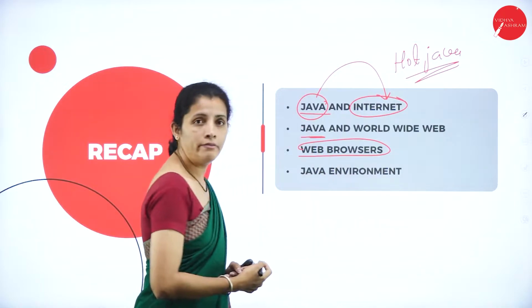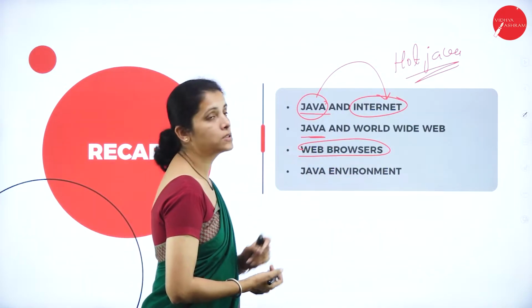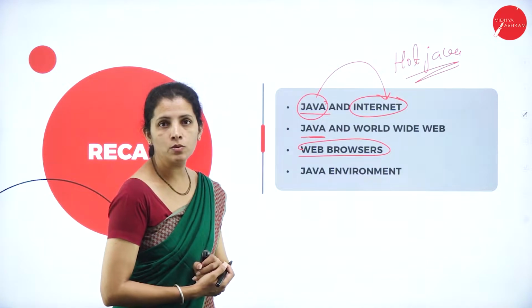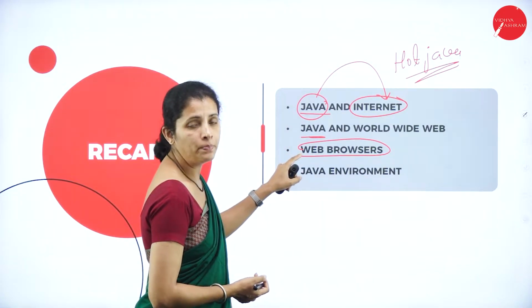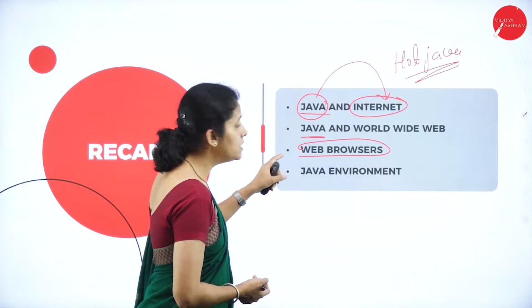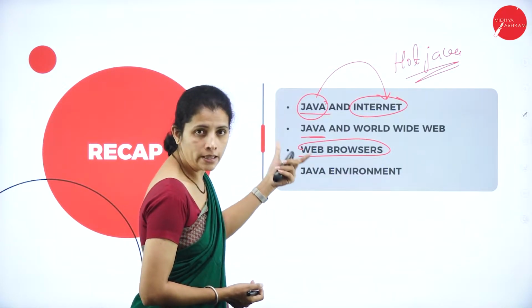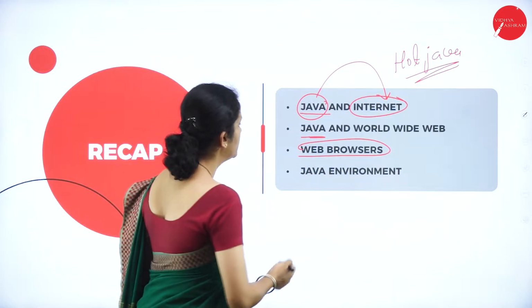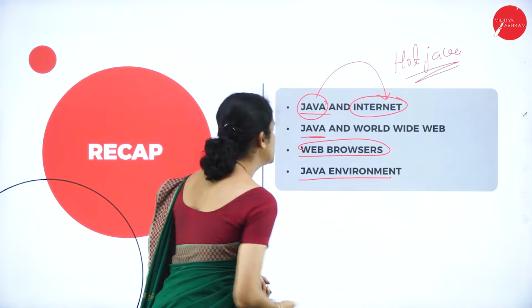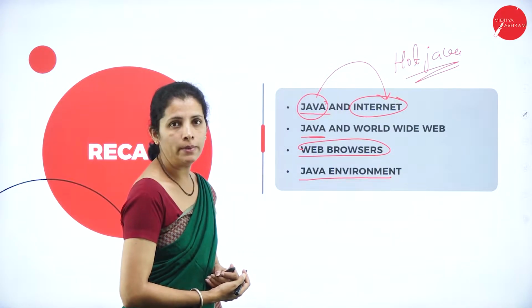Then we learned about the web browser. So what is this web browser? It's an example of an application program. There we learned how to provide the request and how to get the response. Then we discussed the Java environment.